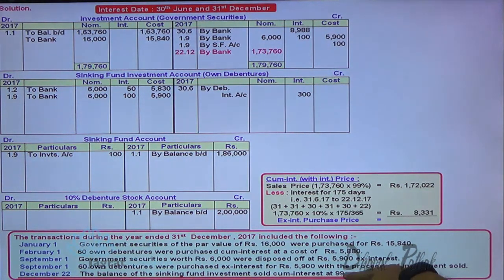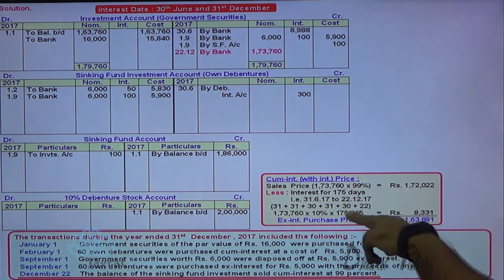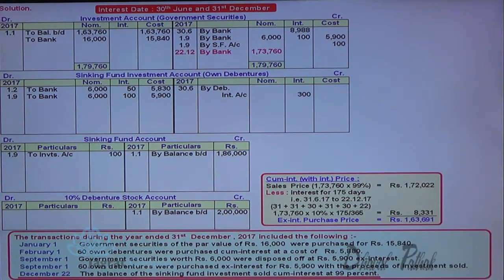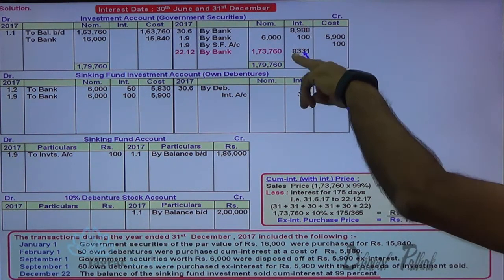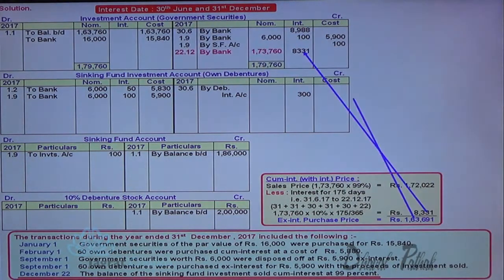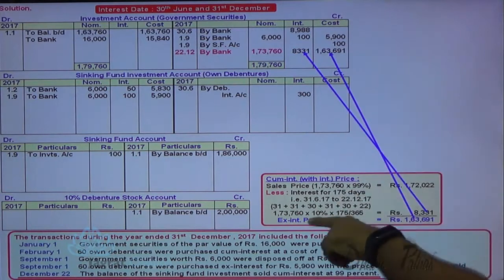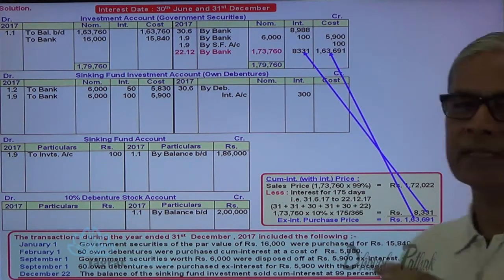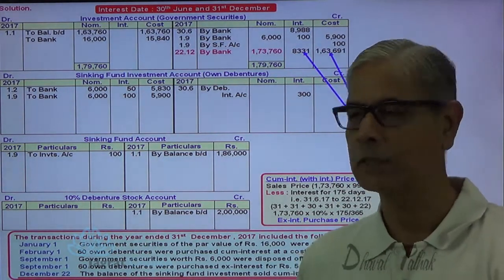So this is the cum interest price. So you will get the ex interest sales price, not the purchase price. This is the ex interest sales price. Notice it, it will be credited. So interest received will be credited to interest on investment account, and this 1,63,000 will be credited here in the cost column. This is not the ex interest purchase price. It is the sales price.